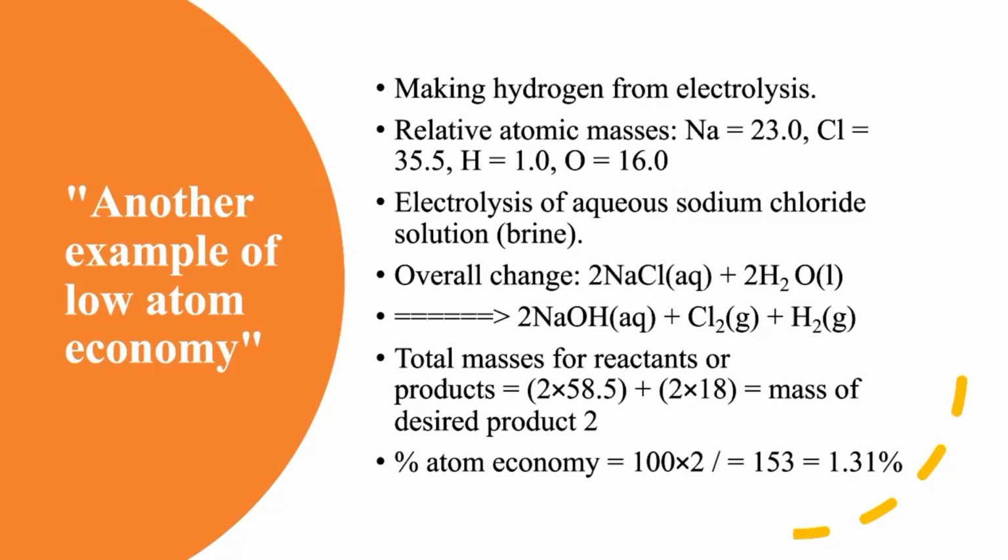As we see in the formula from the introduction to atom economy, we have to calculate the total mass of reactants, and then we have to calculate the total mass of products. Then we divide the mass of the desired product by the total mass of the products and multiply it by 100, and we get the answer in percent, which is 1.31%.